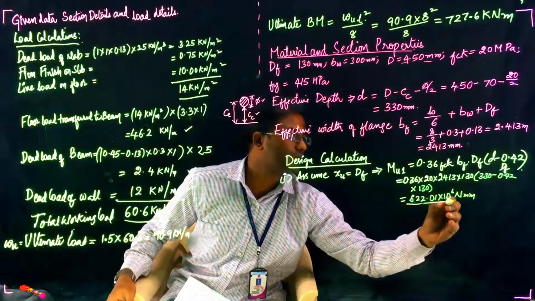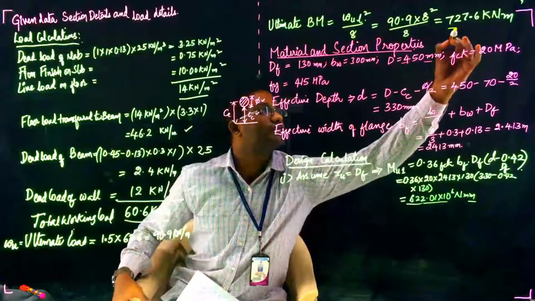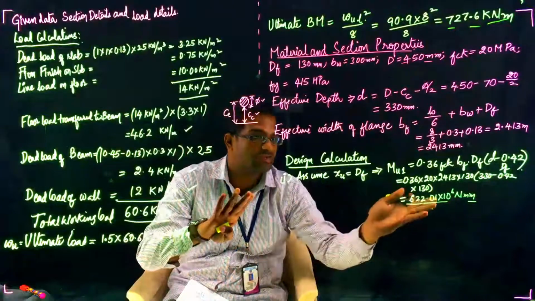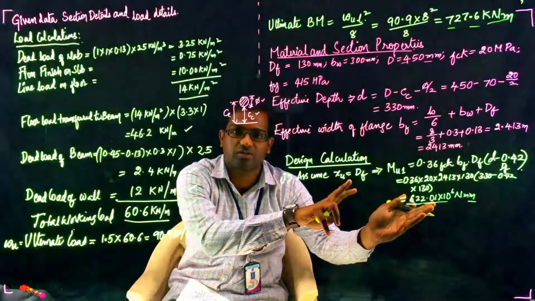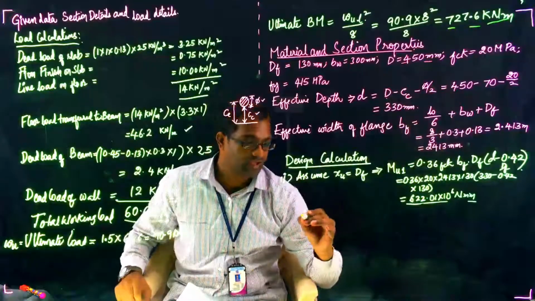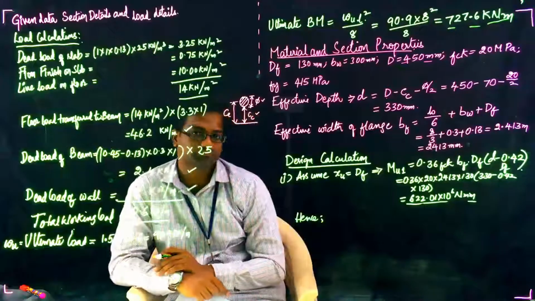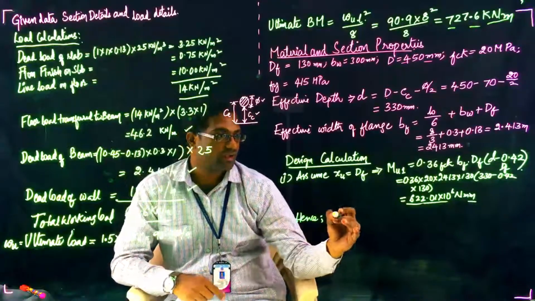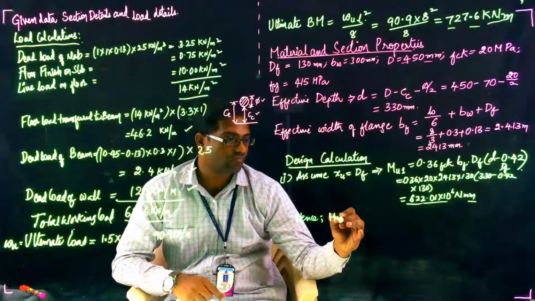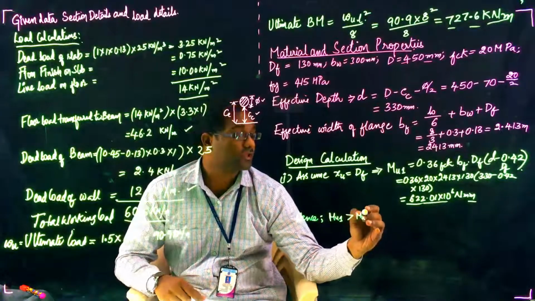Now, this is very important for all our designs. Here the design moment is 727, and if you assume that the neutral axis is within the flange, it is not equivalent. So we can draw a conclusion that when Xu equals Df, your Mu1 is much less than Mud.